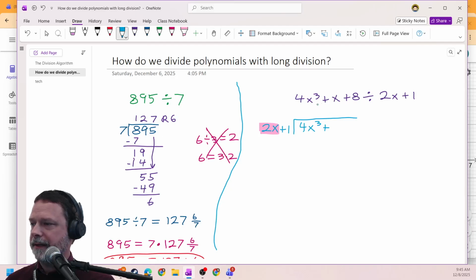So I'm going to rewrite 4x cubed plus x plus 8 as 4x cubed plus 0x squared plus 1x plus 8.